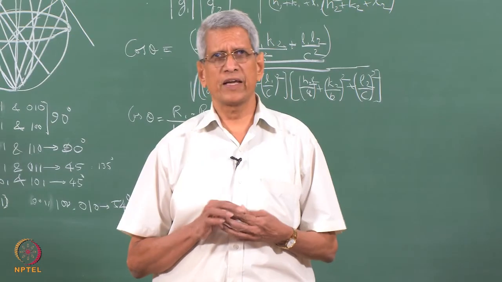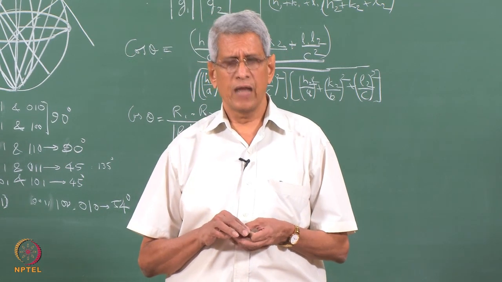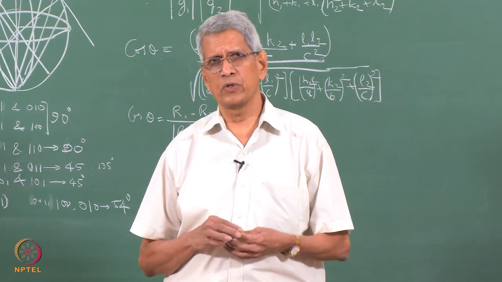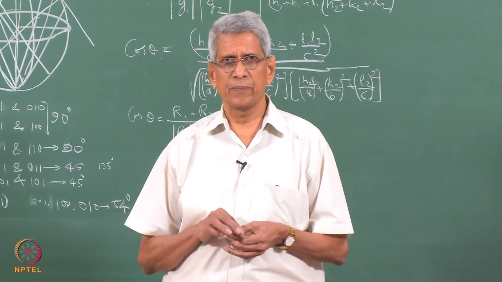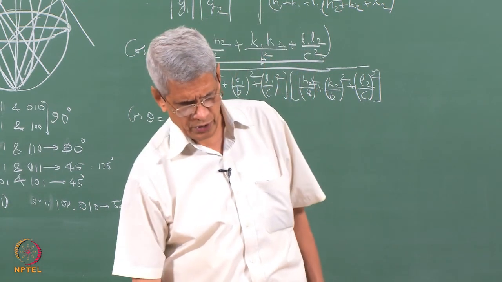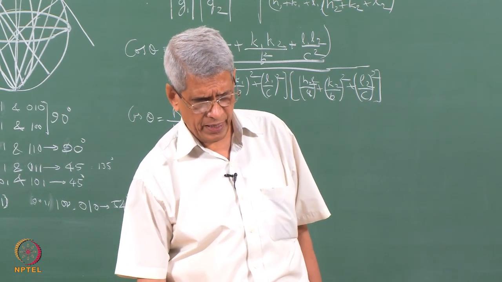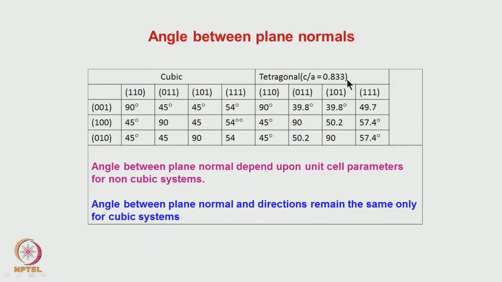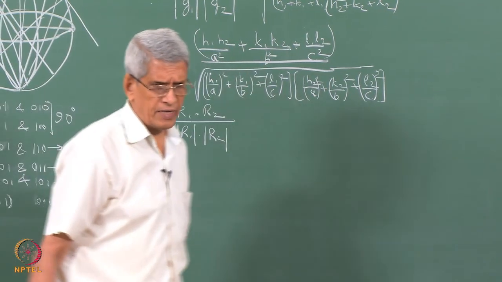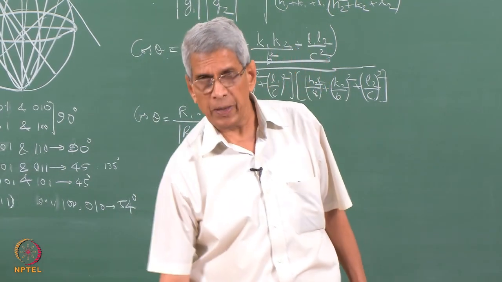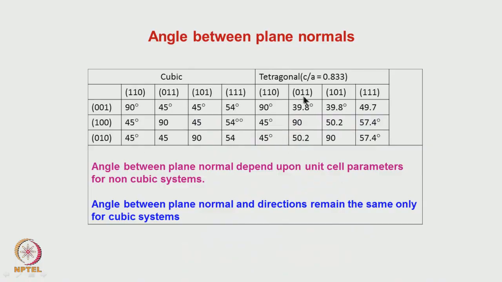Suppose the sample we are examining in a microscope is a non-cubic system. The example we have taken is that the second phase particle is tetragonal, and the c/a ratio turns out to be 0.833. Then the angular relationships have to be calculated using the values of a, b and c. So for each crystal, depending upon the lattice parameters, the angle between the planes will change. This table illustrates that. Between 001 and 110, it is essentially 90 degrees for cubic, and for all other planes it is 45 degrees.